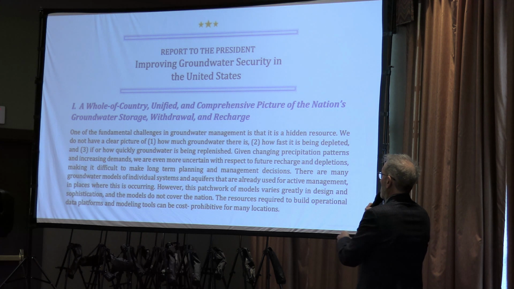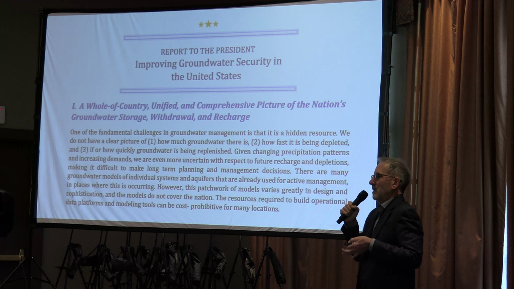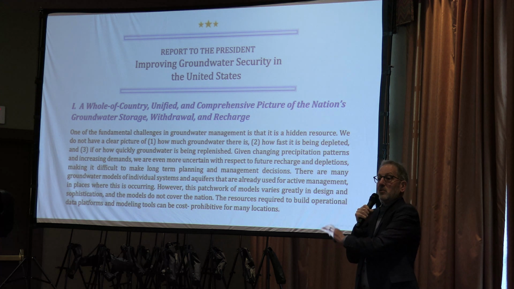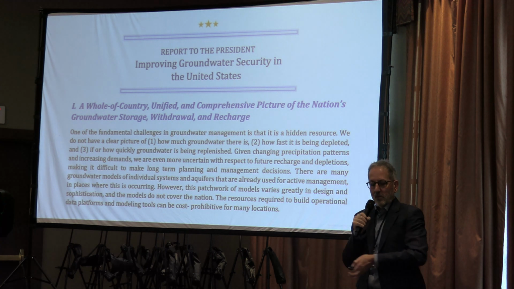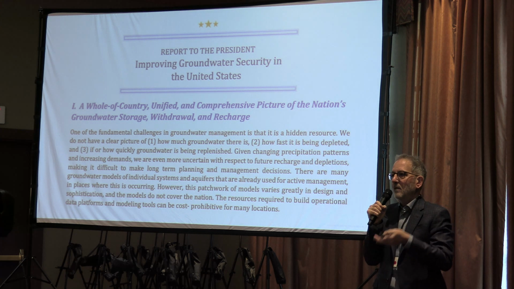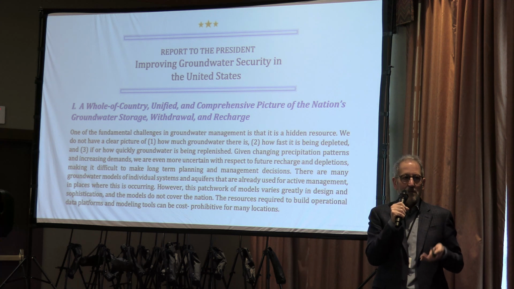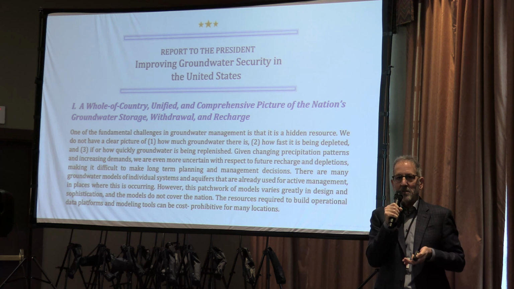And so, which is the nice way to close and say, right, so we need this whole of country comprehensive picture of storage, withdrawal, and recharge. How much groundwater, how fast it's being depleted, is it being replenished? More or less there. Now, given our change in administration, this may go nowhere, which is sad, but there is a pathway to get the message out, and we have all used it, and we have to keep on it. We have to keep doing the research. We do have to keep communicating about it.